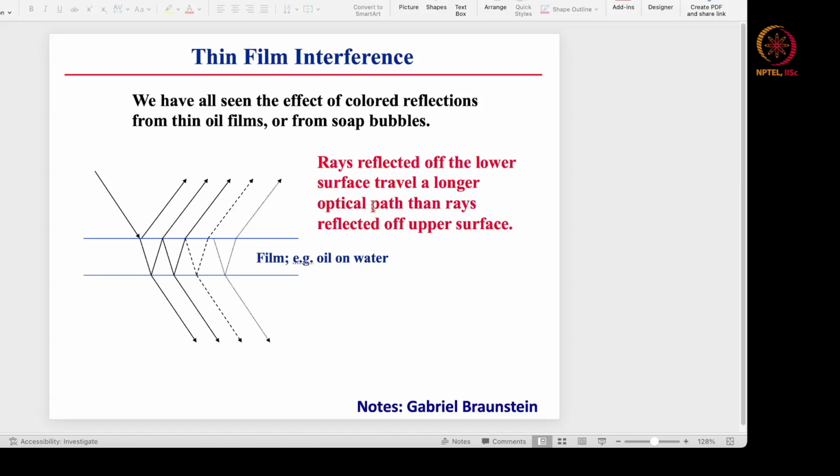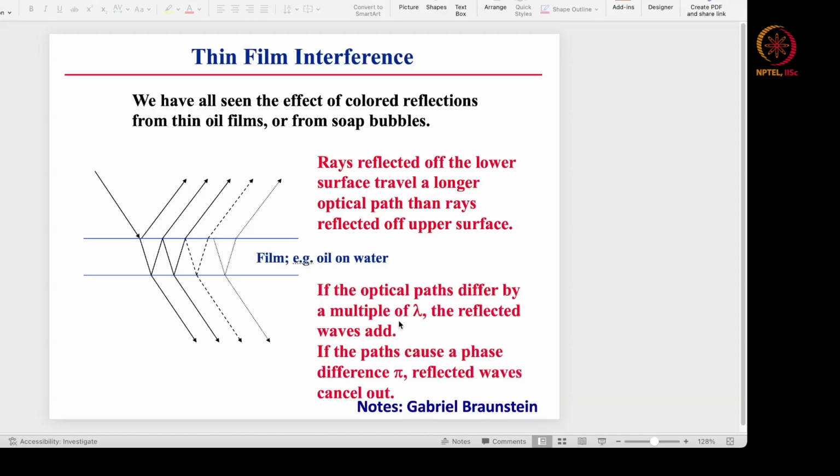The rays reflected off the lower surface travel a longer optical path than the rays reflected from the upper surface. So if the optical paths differ by a multiple of lambda, the reflected waves add, and if the paths cause a phase difference of pi, the reflected waves will cancel out. So this is the thin film fundamental.